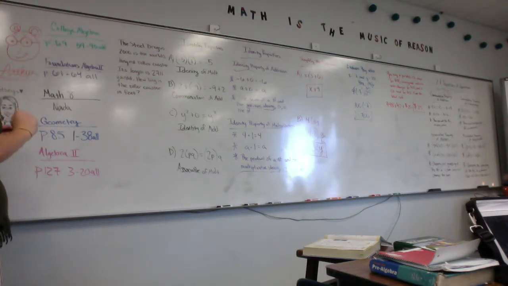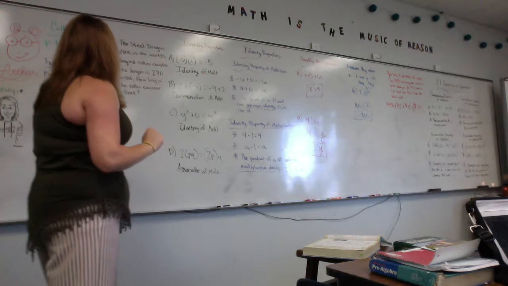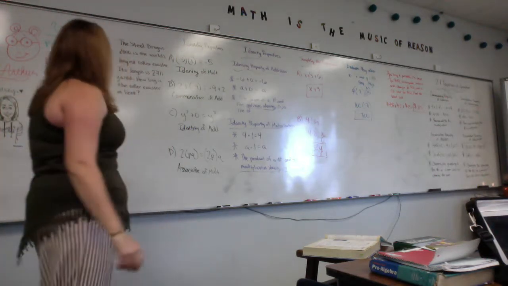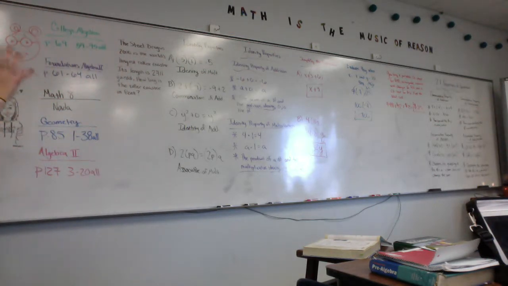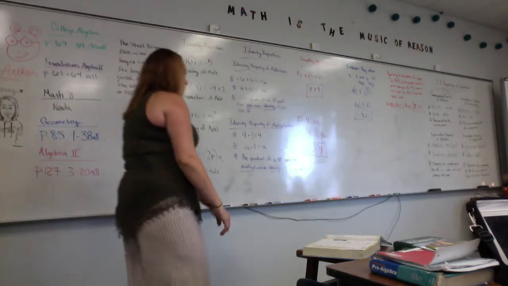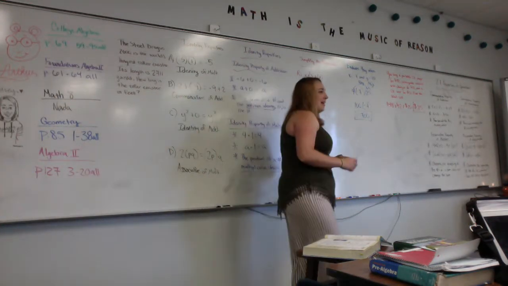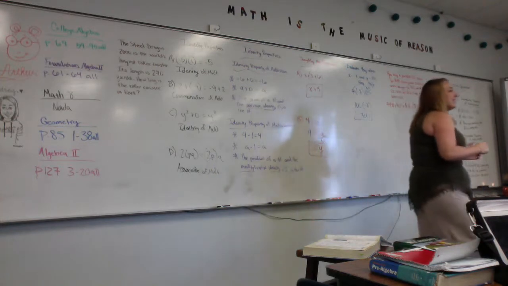Last word problem, and then we'll get started on homework. It says the Steel Dragon 2000 is the world's longest roller coaster. Its length is 2,711 yards. How long is the roller coaster in feet? I know the answer. Okay, give me a minute. I need to know how many feet are in a yard?